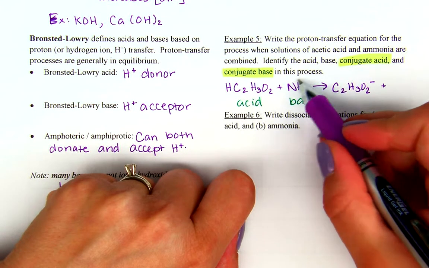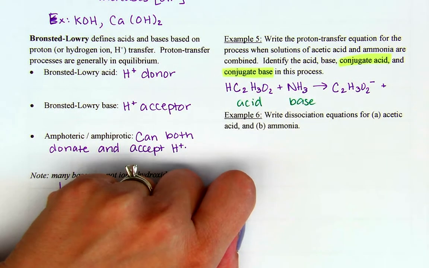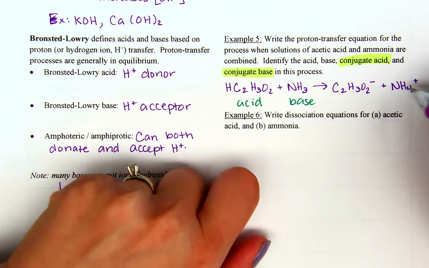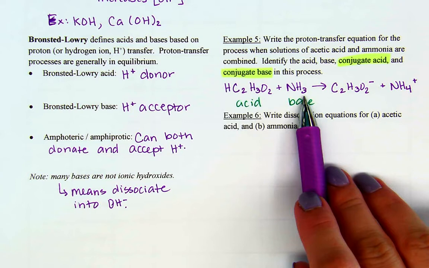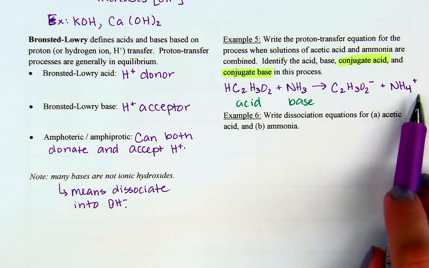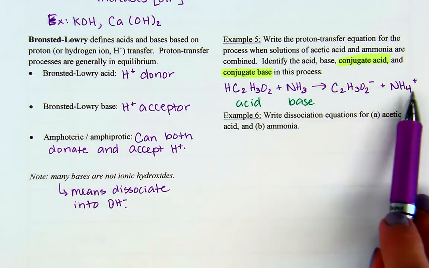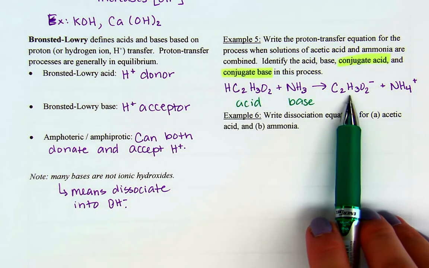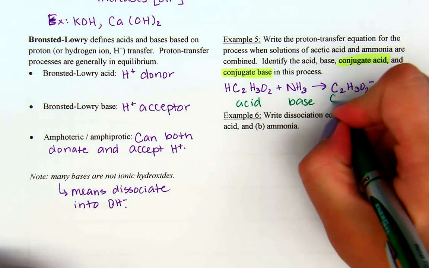Okay, so if the NH3 accepted the H+, it now becomes NH4+, has an extra hydrogen ion, an extra positive charge too. So this is going to be your conjugate acid, and this is going to be what we call your conjugate base. So let's label those, and we'll talk about what that means.